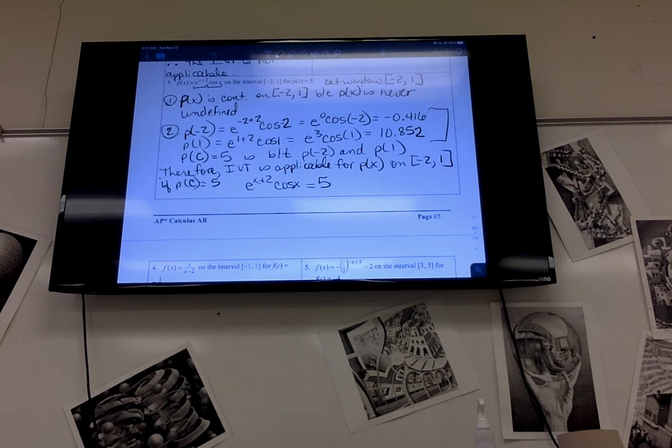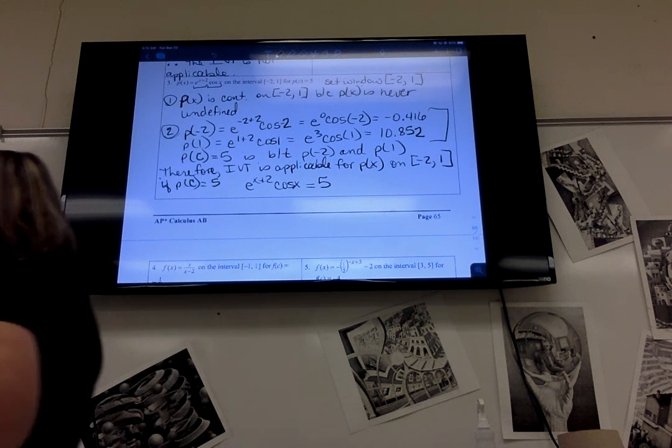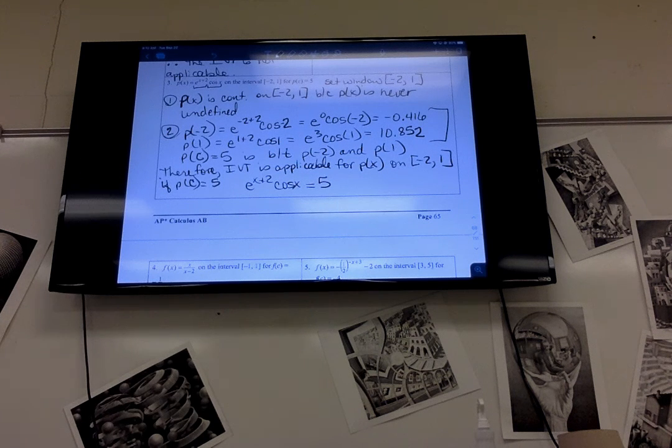What is your plus doing? Everybody good? Are you good? Okay. So then x is negative 0.334, and that is indeed between negative 2 and 1, so we're good.